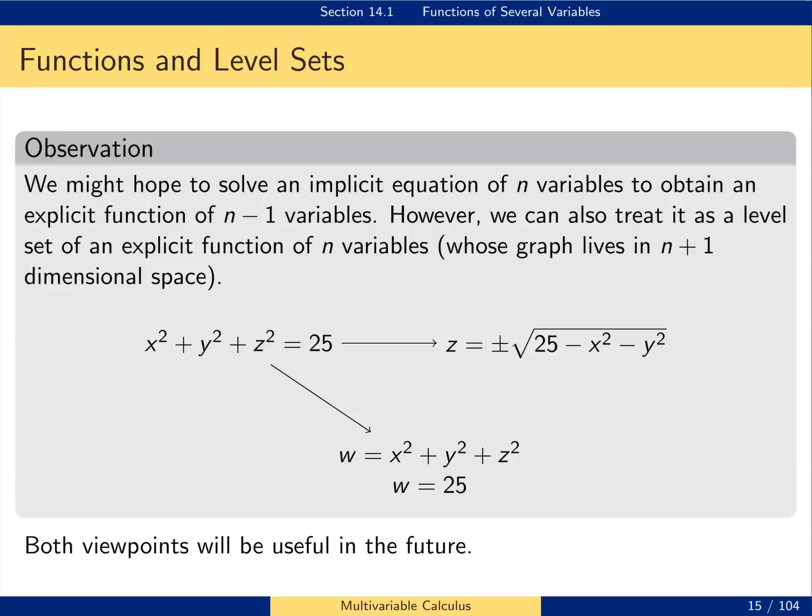For example, given the equation x squared plus y squared plus z squared equals 25, a sphere, we could solve for z and get a 2-variable function, plus or minus square root of 25 minus x squared minus y squared. But another way to approach this would be to think of the 3-variable function w equals x squared plus y squared plus z squared. In this case, the given equation corresponds to a level set, w equals 25. Both of these ways of looking at graphs will be useful to us later in the chapter.